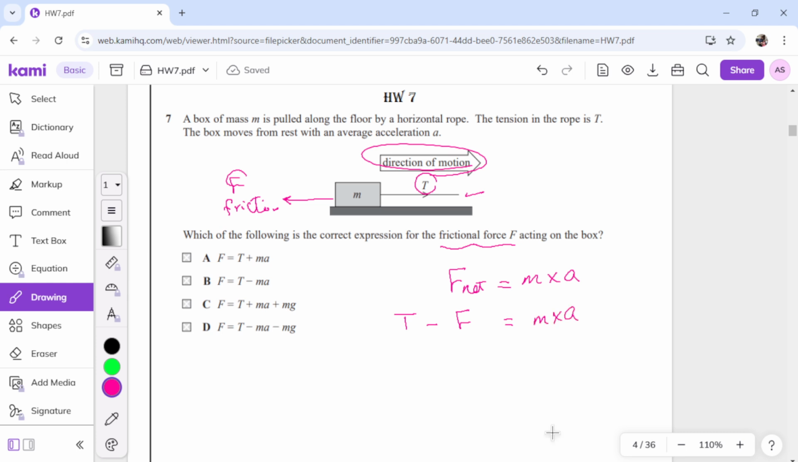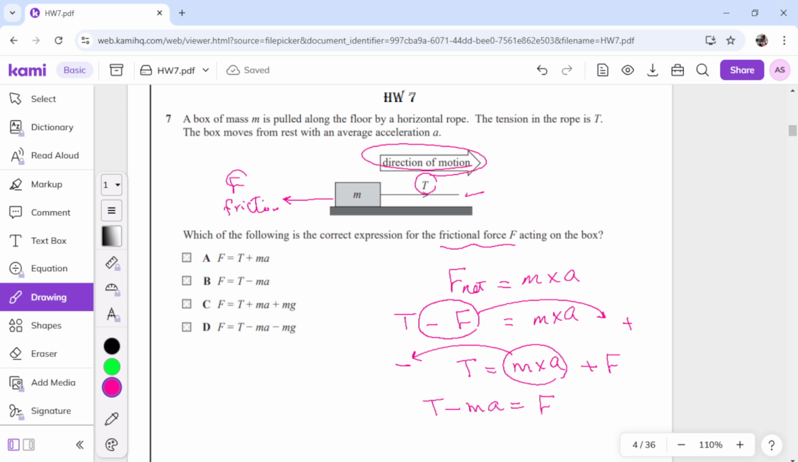We want to find F. You can move F to the other side with a positive sign. So now we have T equals ma plus F. I want F only, so I have to move ma to the other side with a negative sign. So it will be T minus ma equals F. So F equals T minus ma, F equals T minus ma, so this will be B.